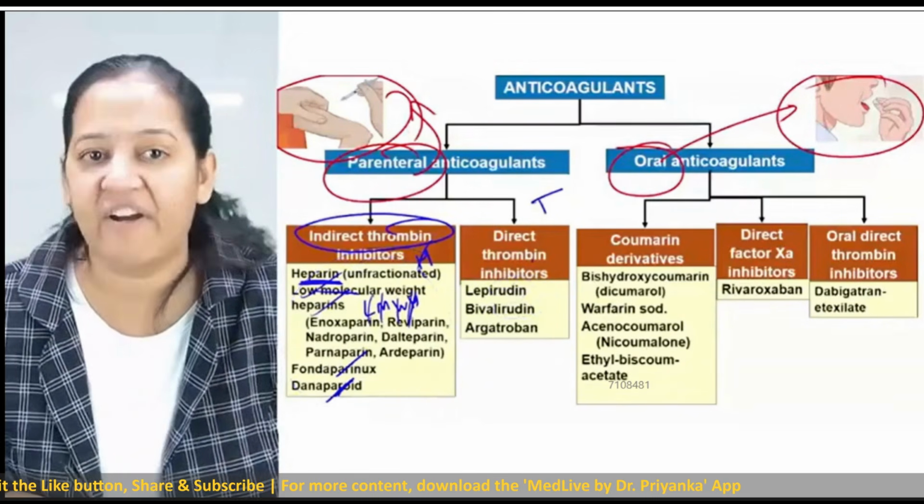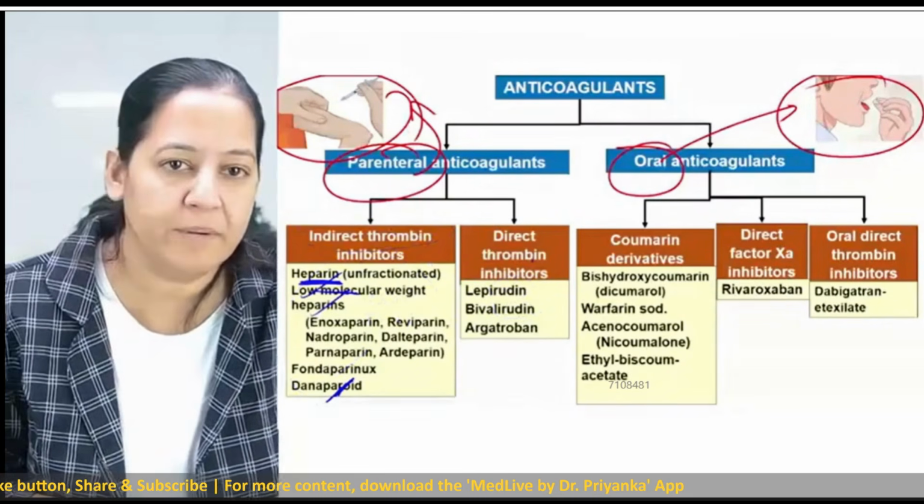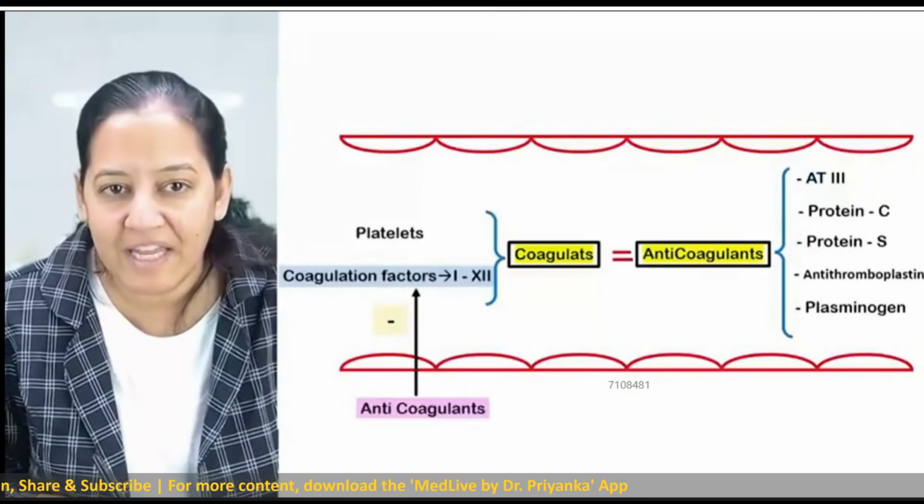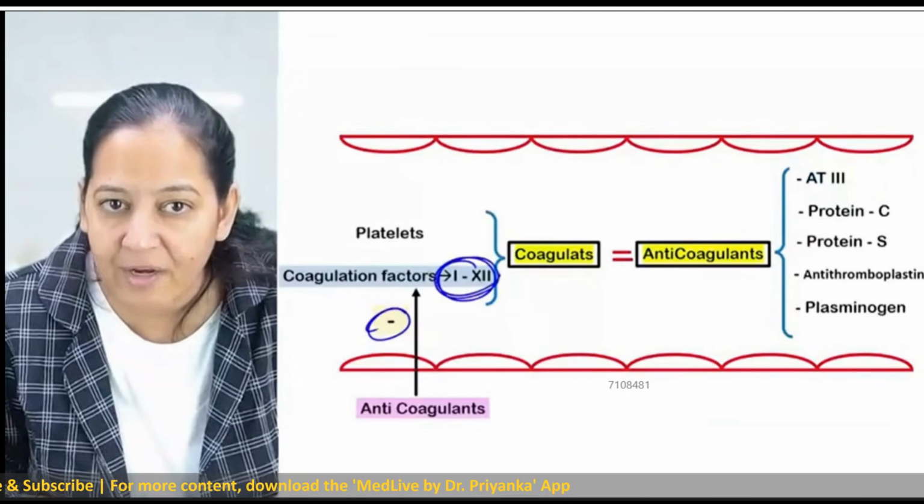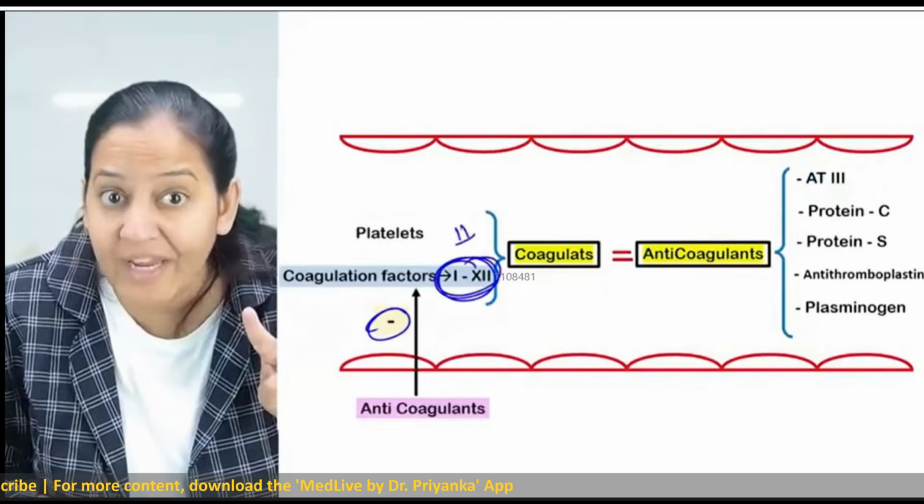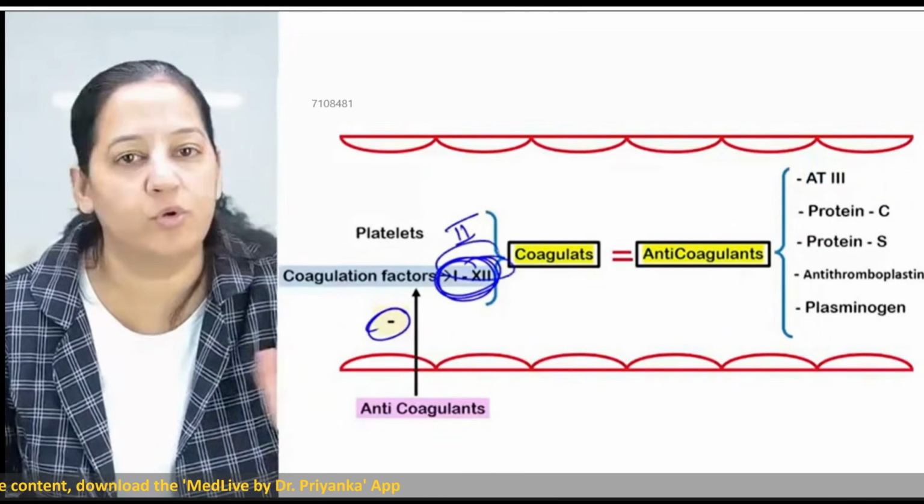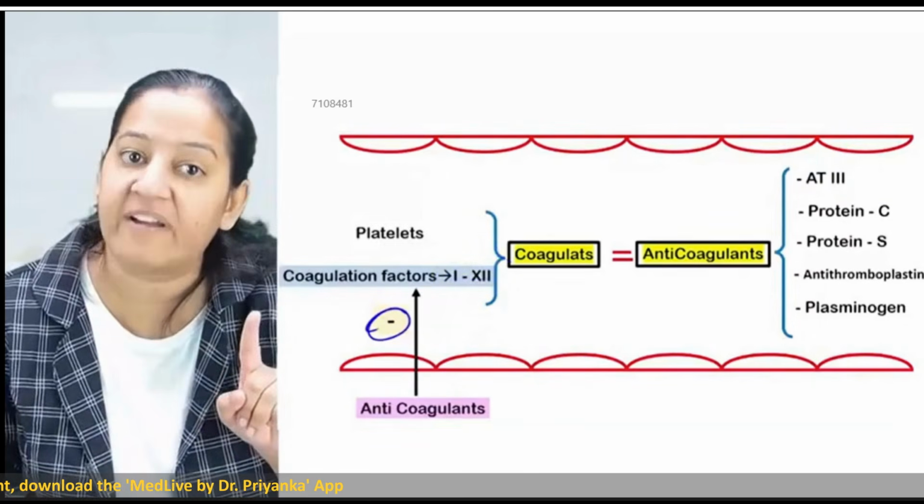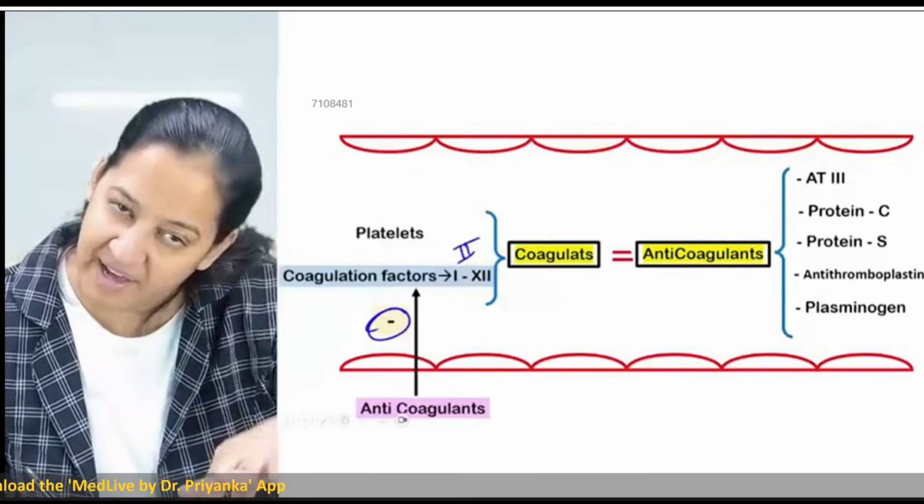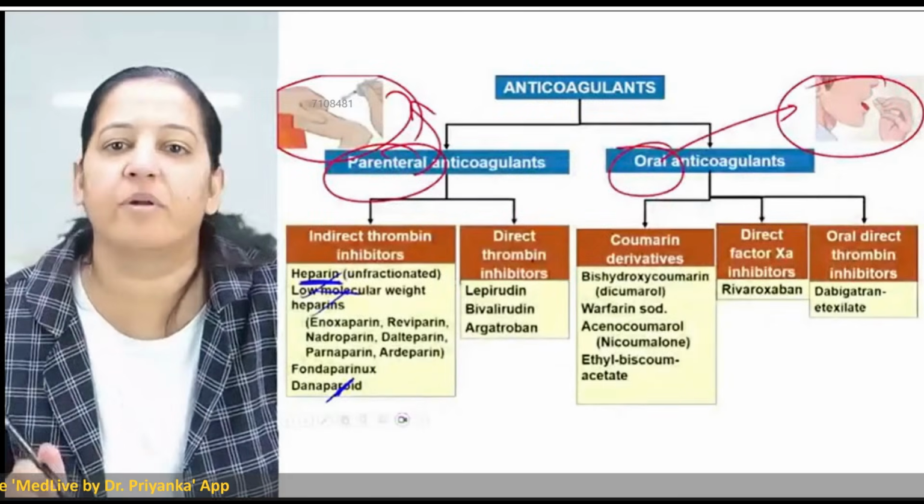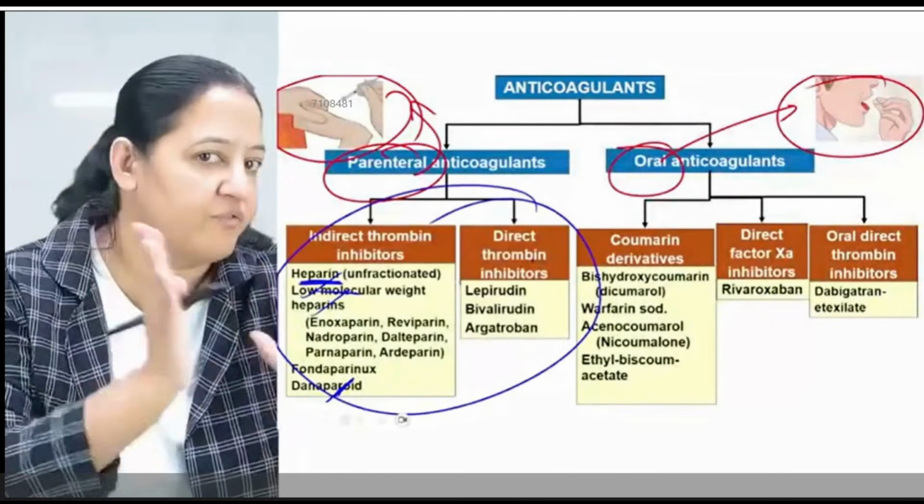Okay, these are direct factor 2 inhibitors. But the point is they also inhibit factor 2. They inhibit some of the 12 coagulation factors. I taught you the parenteral ones inhibit only factor 2 among all 12. They don't inhibit all, only factor 2 among the 12. Some of them are indirect inhibitors, some are direct inhibitors, and you have to learn the names of the drugs. So this is the classification for the parenteral.